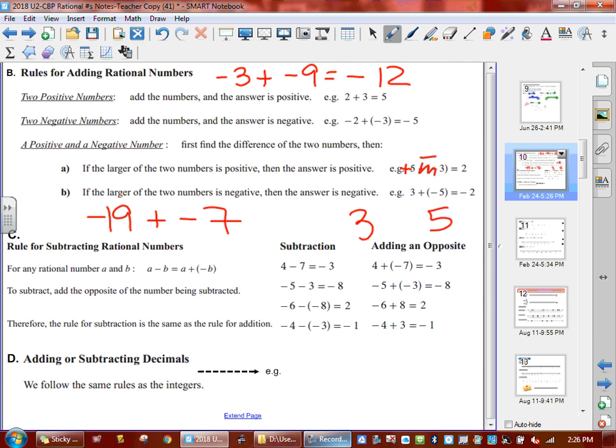So now what we've got to do is, if it's adding them, but you're adding a negative, well, adding a negative is like saying subtracting. So you're at positive 3 and you're going to subtract 5 on the number line. Where do you end up? Negative 2. Okay? You're ending up at negative 2.